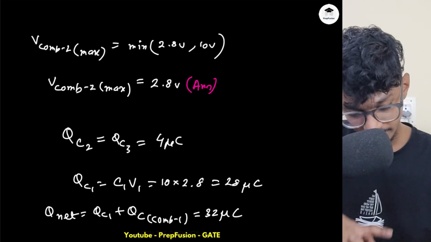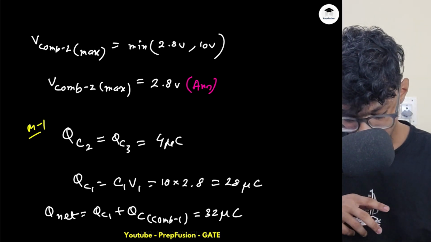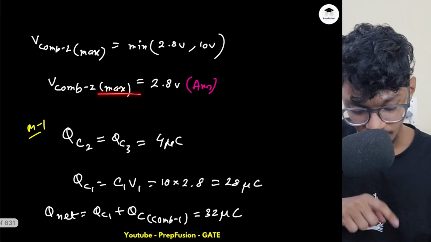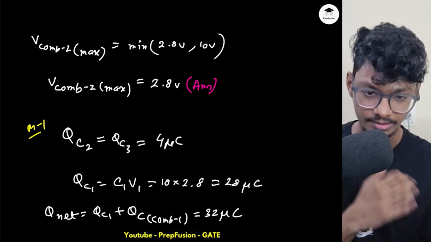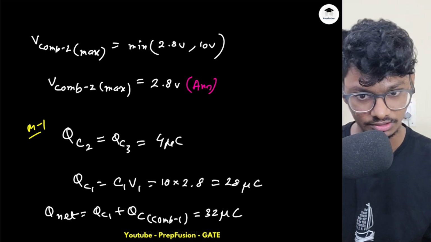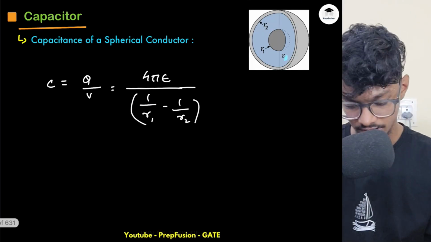Or you can do it using method 2. Okay, this is method 1. For finding the maximum potential, I will recommend you use that method only. Don't use any other method. That is the best method that you can use.